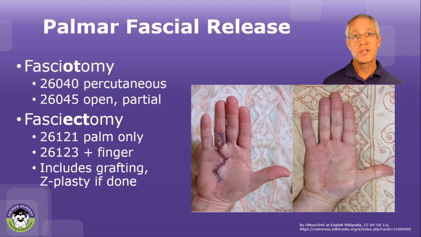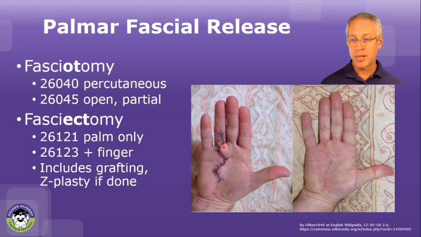Now, there's a subtle difference in the anatomy of a fasciectomy as to whether the release is just in the hand or in the finger too. Happily, for us as coders, these fasciectomy codes make it easy as they include skin flaps and grafts, which is unusual in CPT.